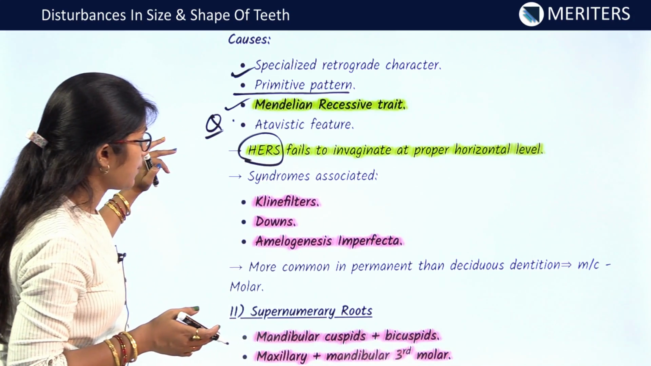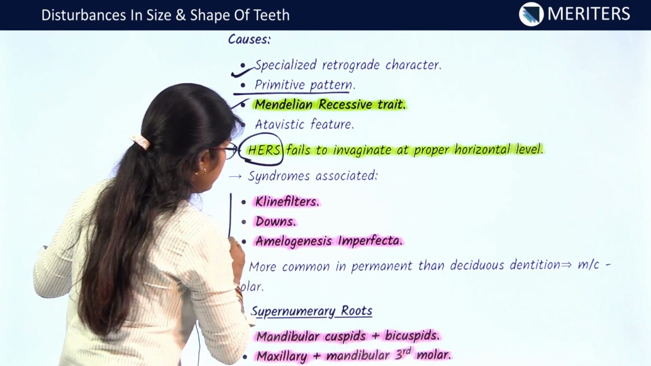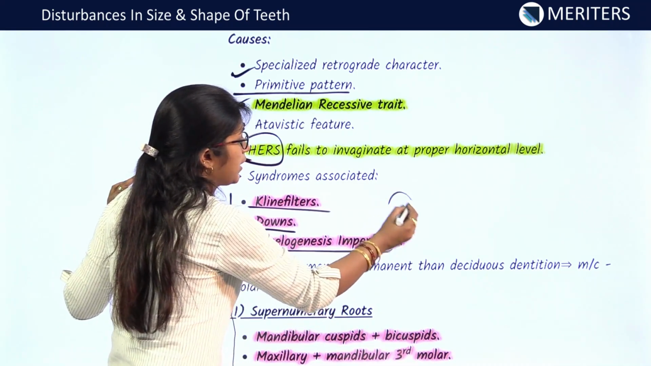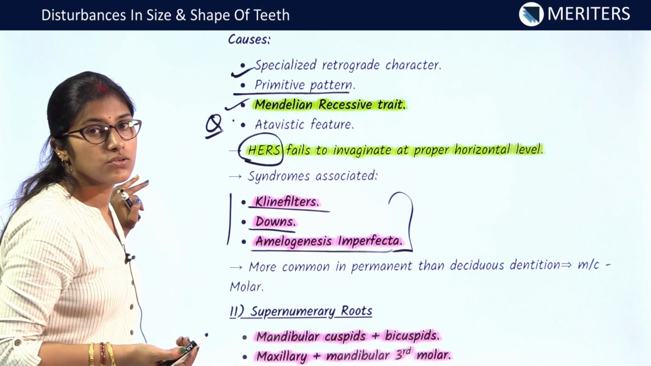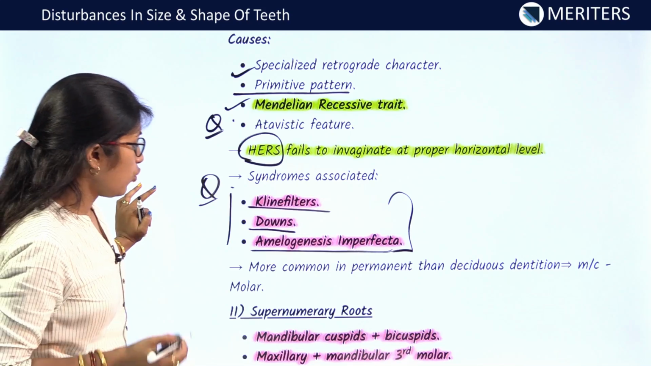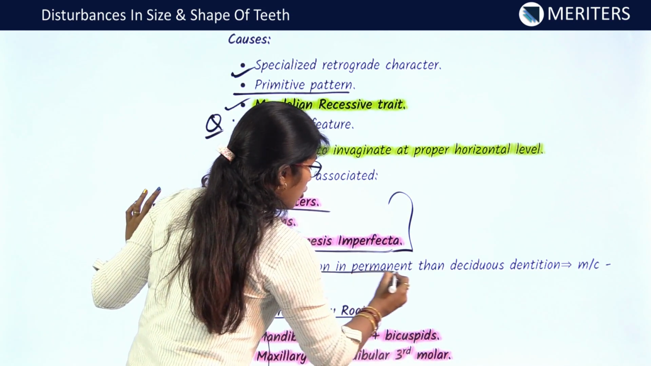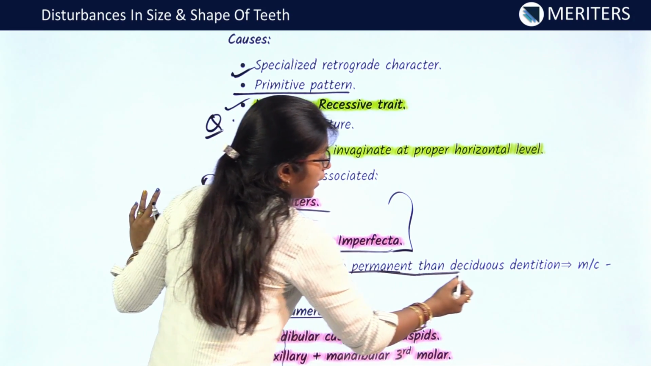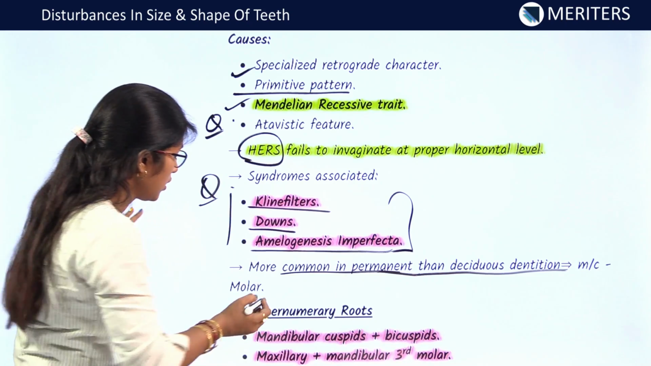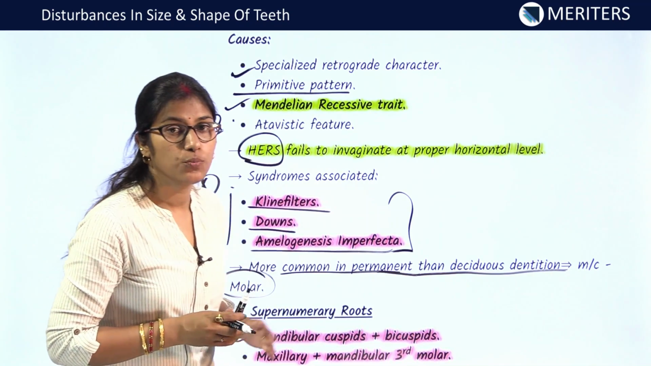So this taurodontism happens. Now some syndromes are associated with taurodontism, and these are important. These are Klinefelter's, Down's and amelogenesis imperfecta. These are the syndromes which are associated with taurodontism. These you should know. Okay, these are important. It is more common in permanent than deciduous dentition. Now this is important thing. Taurodontism is most common in permanent than deciduous dentition, and most common tooth is molar. Okay, most common tooth is molar. Now next one we'll be seeing, that is supernumerary roots.